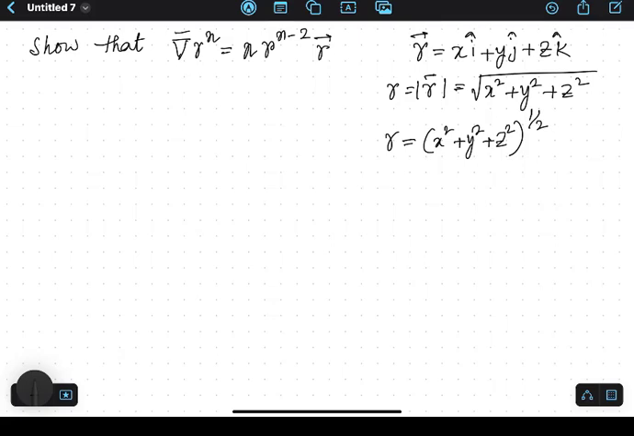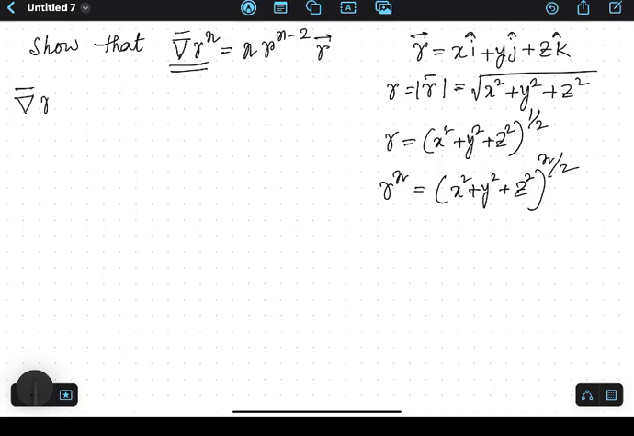So how do I write then r to the power of n? I can write this as x square plus y square plus z square to the power of n by 2. Because if r is to the power of half, then r to the power of n is x square plus y square plus z square to the power of n by 2. Okay. Now I start calculating this left hand side.